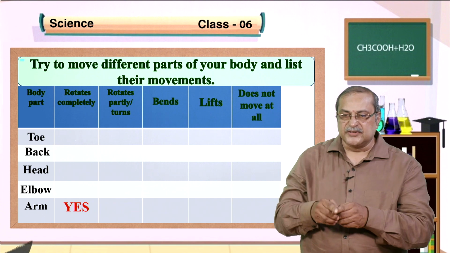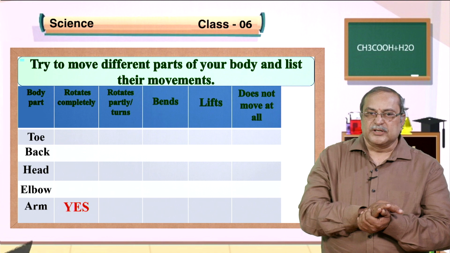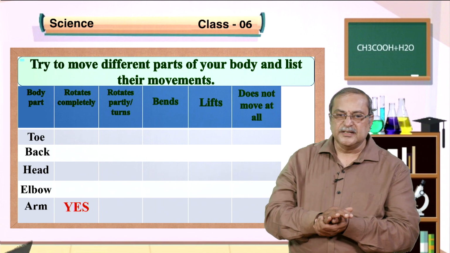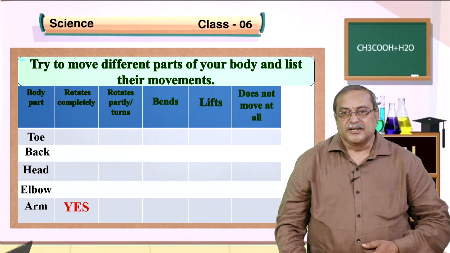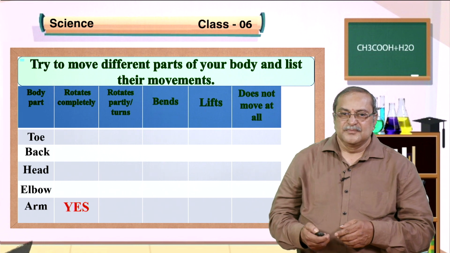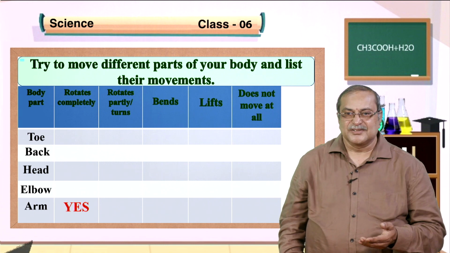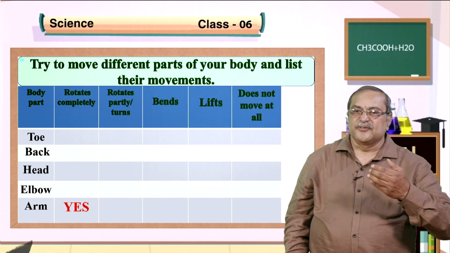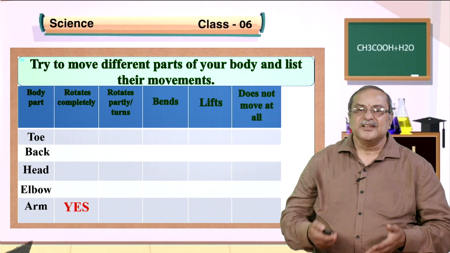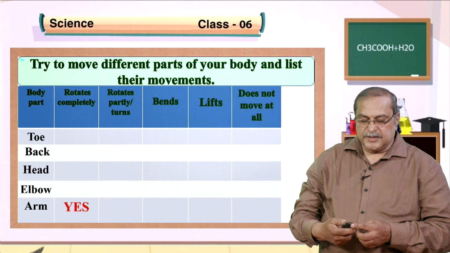So, do other activities also, whether you are able to bend or lift or rotate or turn partially, etc. Then you are going to understand what is happening. Clear now? Do share your feelings with your parents, okay? They are also happy, and you can also join with your friends, and together you do these activities. Okay, children, I hope you will do.